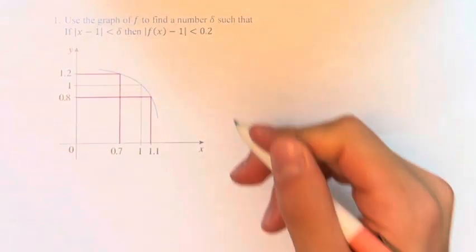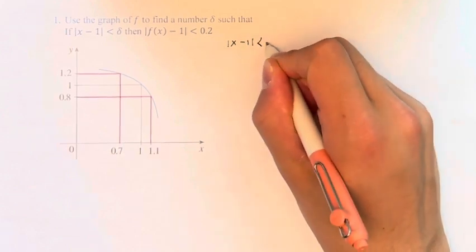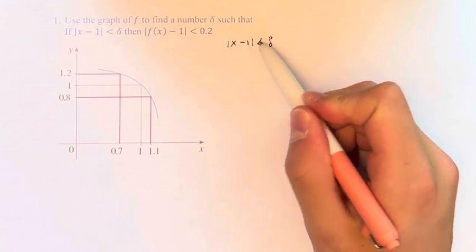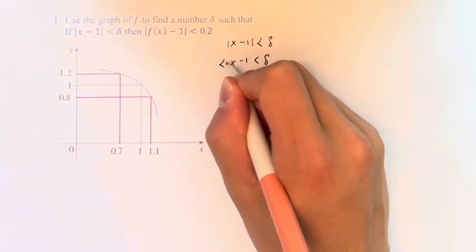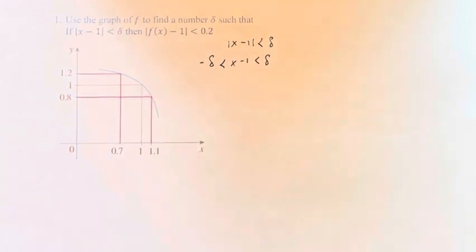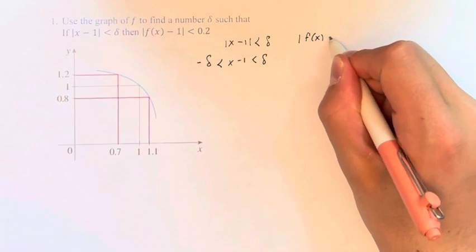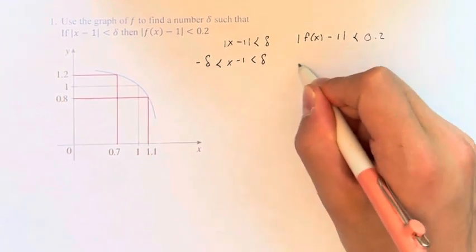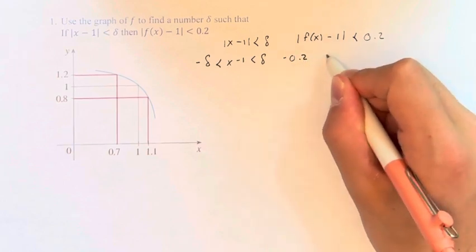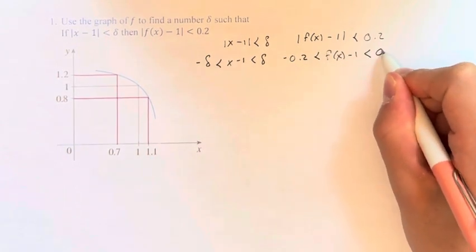If we have the absolute value of x minus 1 is less than delta, this means the magnitude of what's inside the absolute value is less than delta, which means that it's either less than delta or greater than negative delta. In a similar way, the absolute value of f of x minus 1 being less than 0.2 means that it's greater than negative 0.2 and less than positive 0.2.